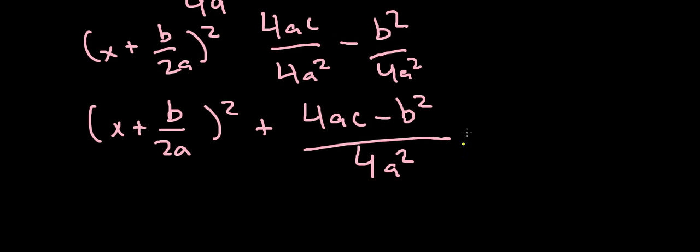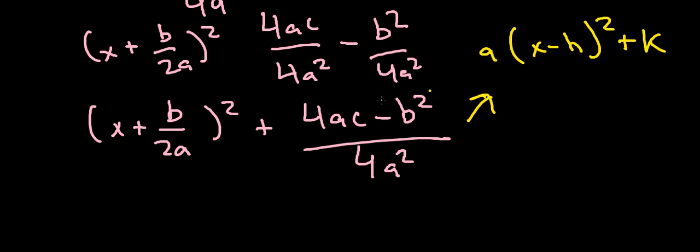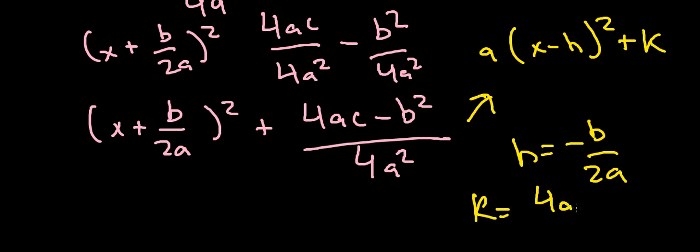And if you notice, this is in the form of a times x minus h squared plus k, where we can see that now we know why h is equal to minus b over 2a. So we can see that we take out the minus, and now it's in the form of x minus h. So h is minus b over 2a, and we can see that k is equal to 4ac minus b squared over 4a. So that's where this comes from.